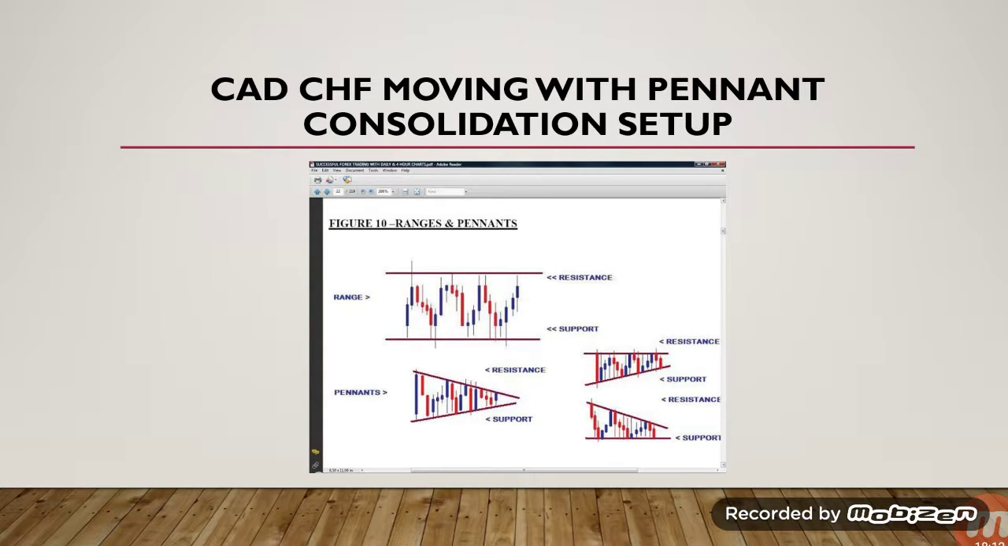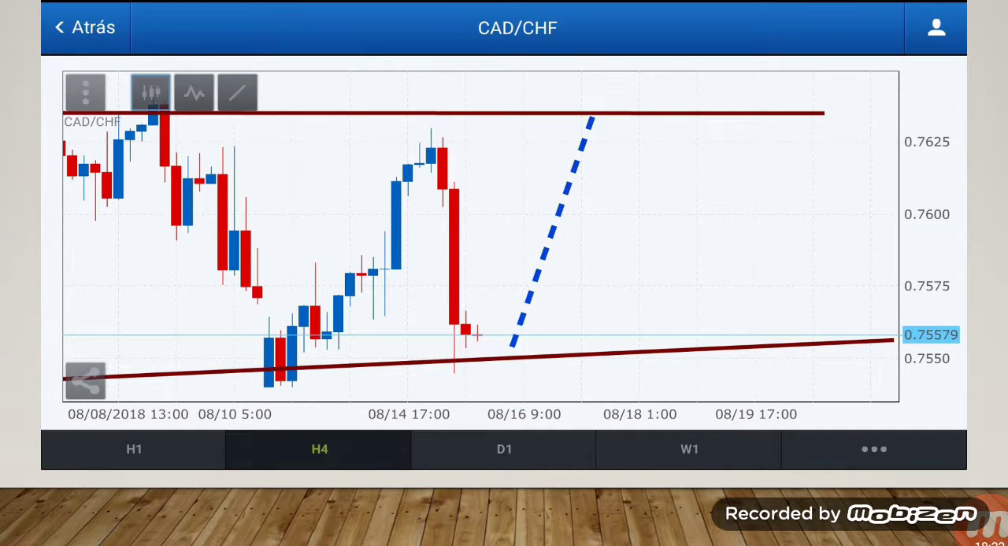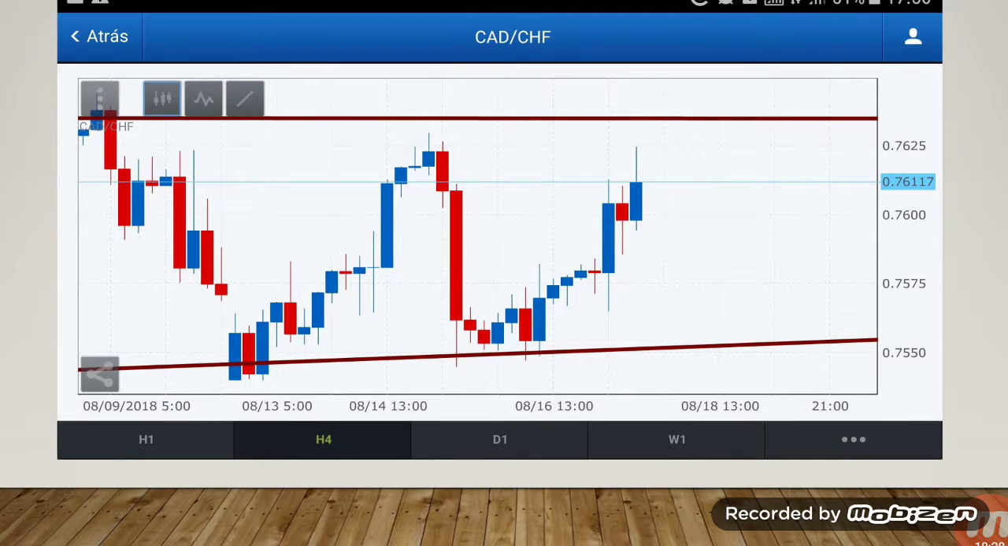Canadian Swiss franc moving within a pennant consolidation setup. This is a setup on the daily chart that has been formed over the last several weeks, and the market recently moved bearish, and the projection was that the market was going to rally at support and take us back towards resistance. And as you can see, this is exactly what has taken place, with the market just rallying just below the resistance boundary once again.